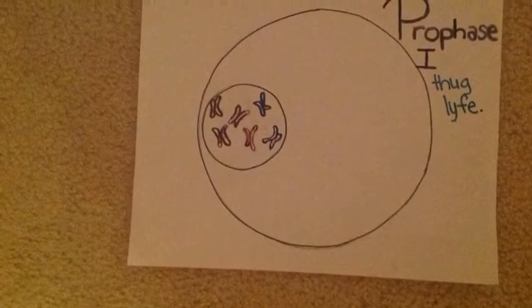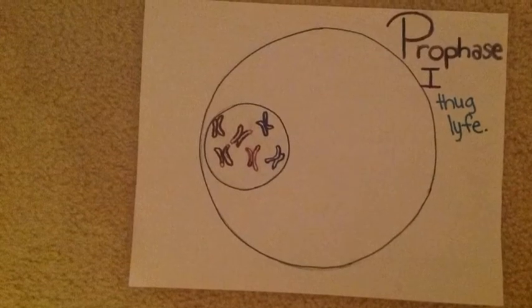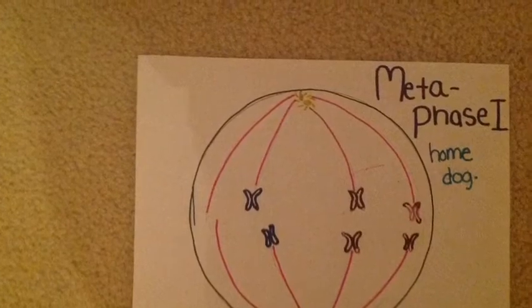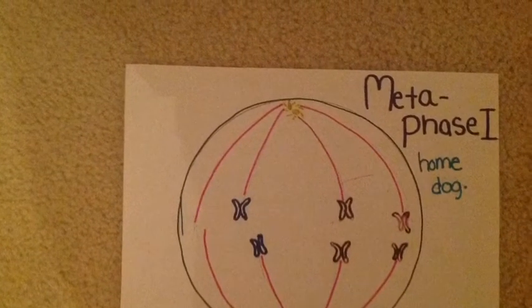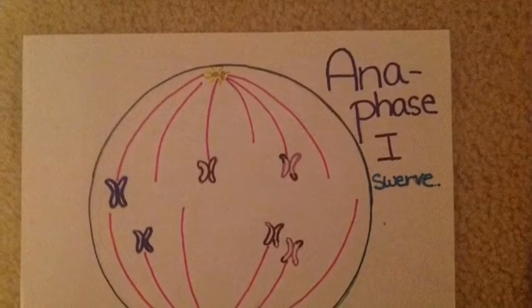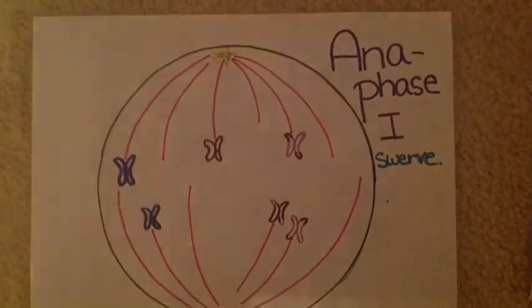The DNA forms into chromosomes as well. Crossing over occurs here, which causes genetic variation. In metaphase 1, the pairs of homologous chromosomes are lined up at the center of the cell by spindle fibers, ready to be separated. In anaphase 1, the spindle fibers begin to pull the pairs away from each other towards opposite poles of the cell.